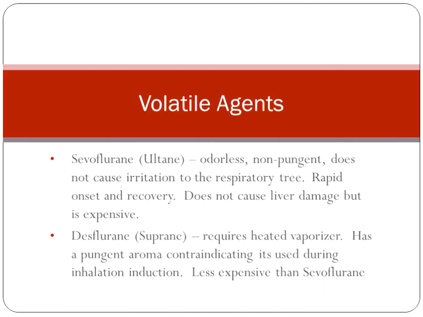Volatile agents are listed on the next couple slides. The first one is Sevo, or Ultane. It is an odorless agent, very rapid onset and recovery, does not cause liver damage, but is a little expensive. The one under that is your desflurane or Suprane. This is the only agent that actually requires a heated vaporizer. It does have a pungent aroma, typically therefore contraindicating its use during inhalation induction, although it is less expensive than Sevo.